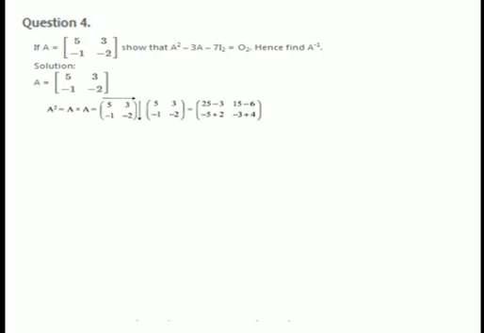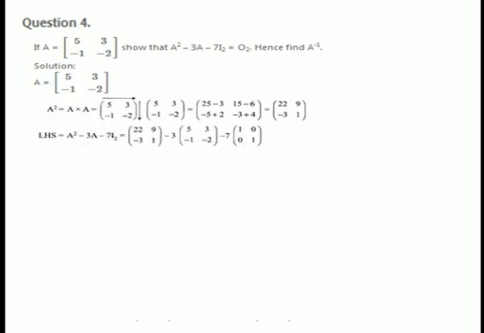Next question: show that A square minus 3A minus 7I square equal to O2, hence find A inverse. A you take it and write A square equal to A into A. You multiply these two matrices, you get the answer 2 2, 9 minus 3 1.